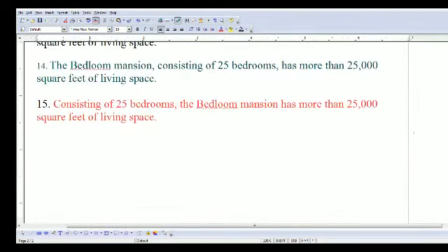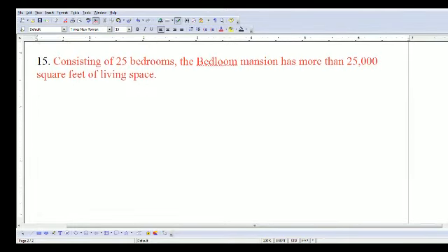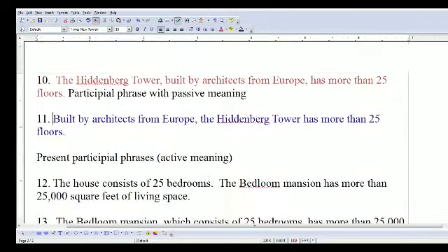And then finally, we have the bedroom mansion, consisting of 25 bedrooms, has more than 25,000 square feet of living space. Right? And then the next one is, consisting of 25 bedrooms, the bedroom mansion has more than 25,000 square feet of living space. So those are the two ways that you can express that idea. So you guys see what I'm talking about? And that's pretty much it.